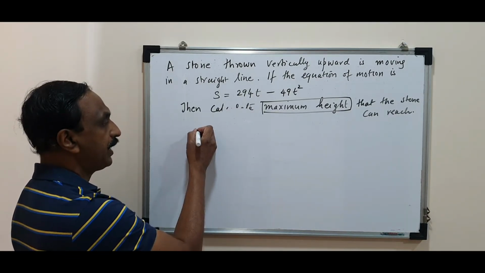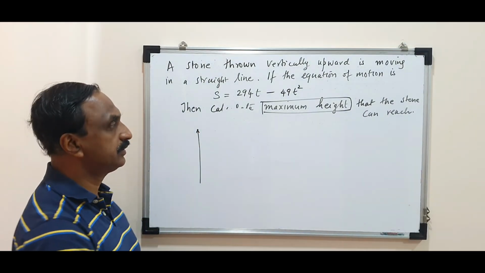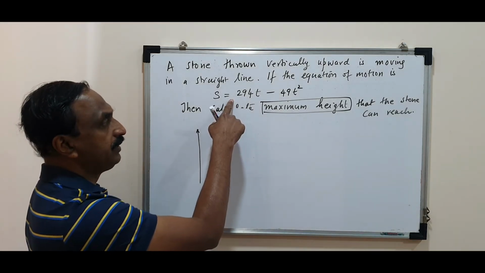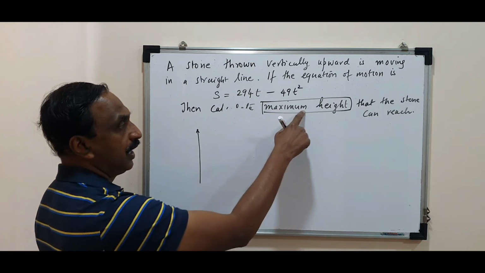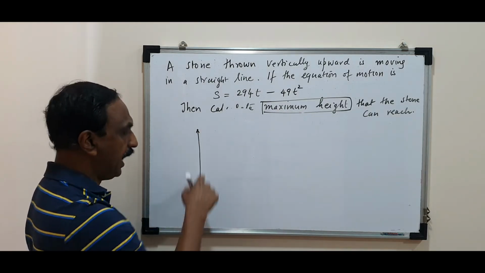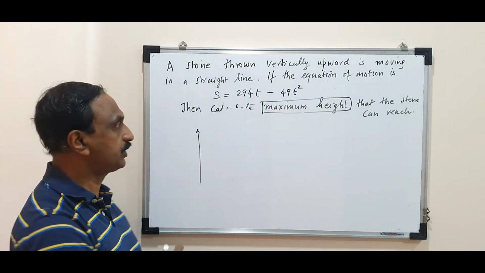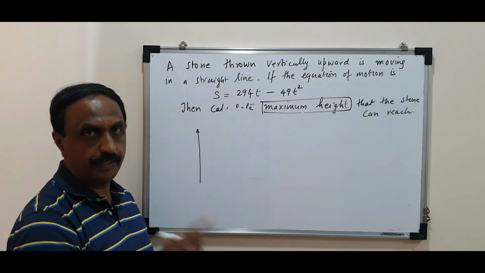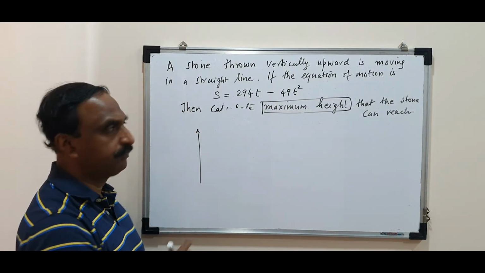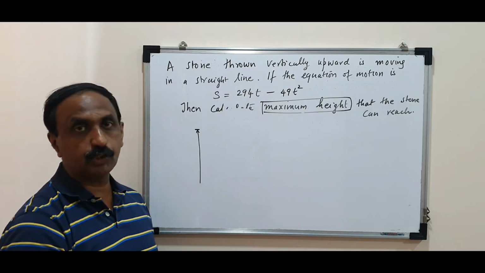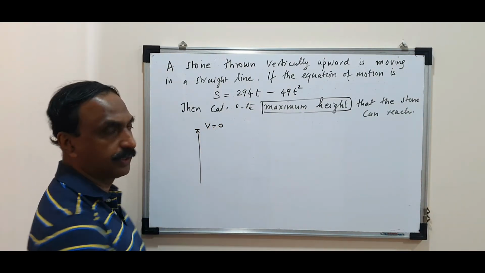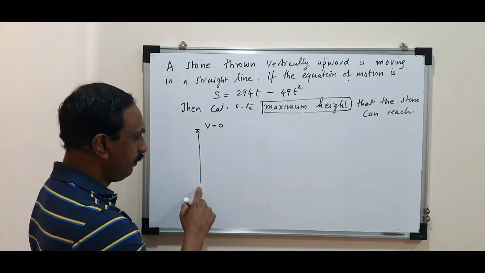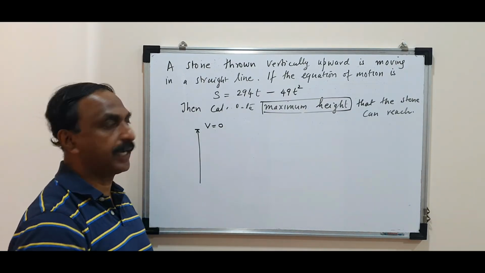A stone is thrown upward. It moves up and stops at the maximum height. The relation between the displacement and time is given by this formula. We need to find the maximum height the stone can reach. That means we need to find at what time the stone will stop moving, that is, at what time the velocity will become zero. At that time, what will be the height? That will be the maximum height.